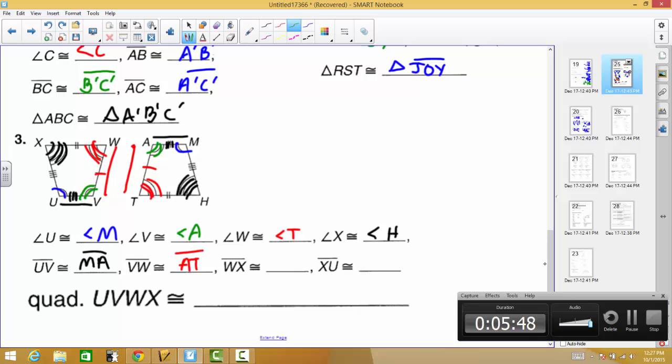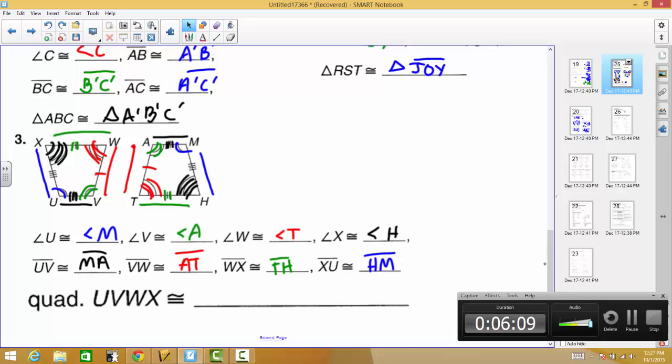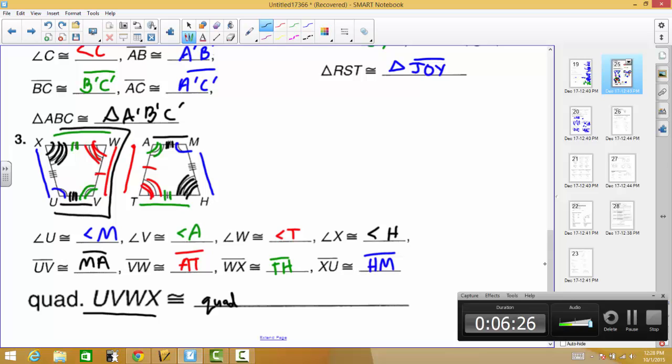And then W to X, red to black, is the same as T to H. And if you notice, that has 2 marks. And then X to U, black to blue, is the same as H to M. So order is important, and it must be done properly when you get to naming your quadrilateral. So you have to name this quadrilateral in the exact same order. So U, V, W, X. I'm going black to red to green. M, A, T, H.